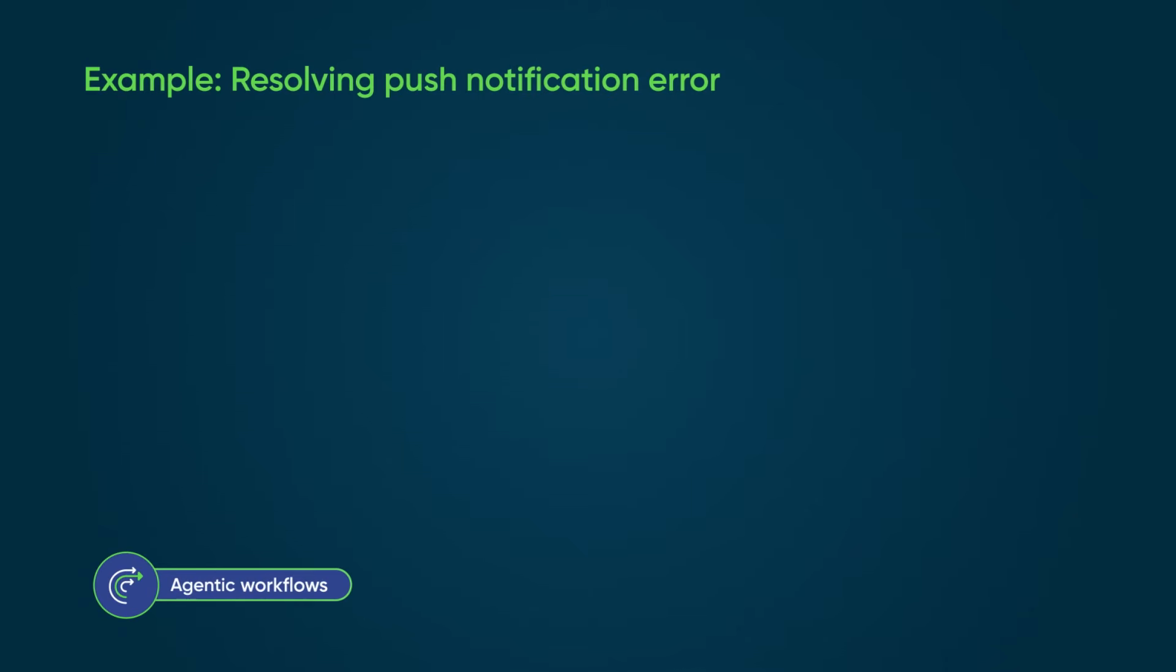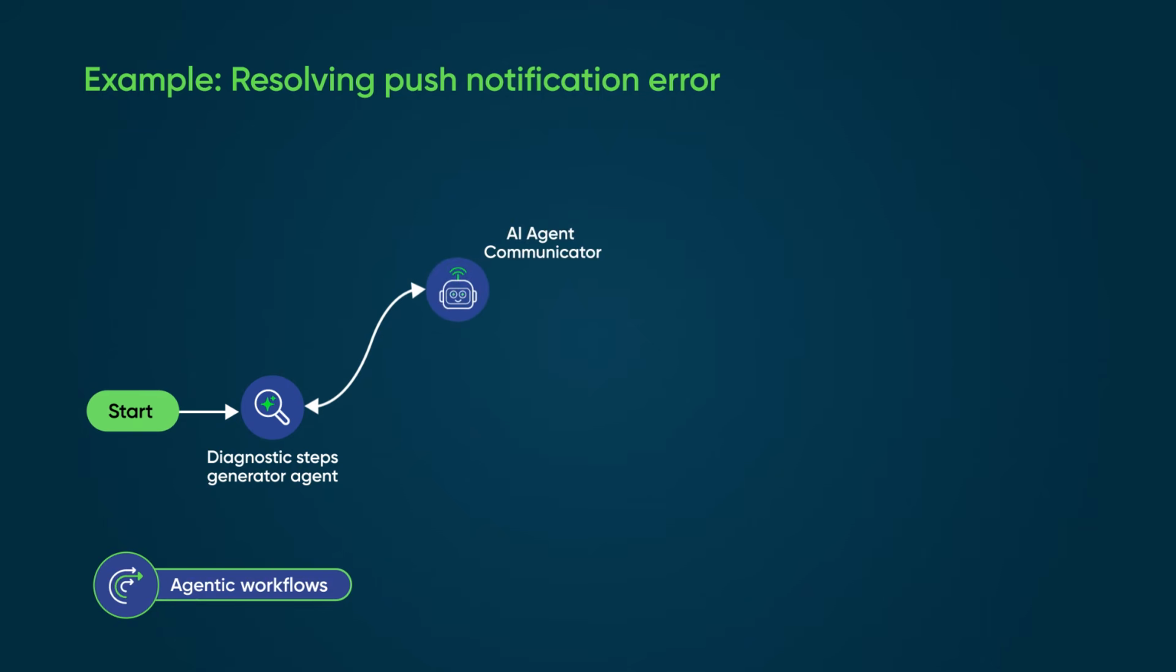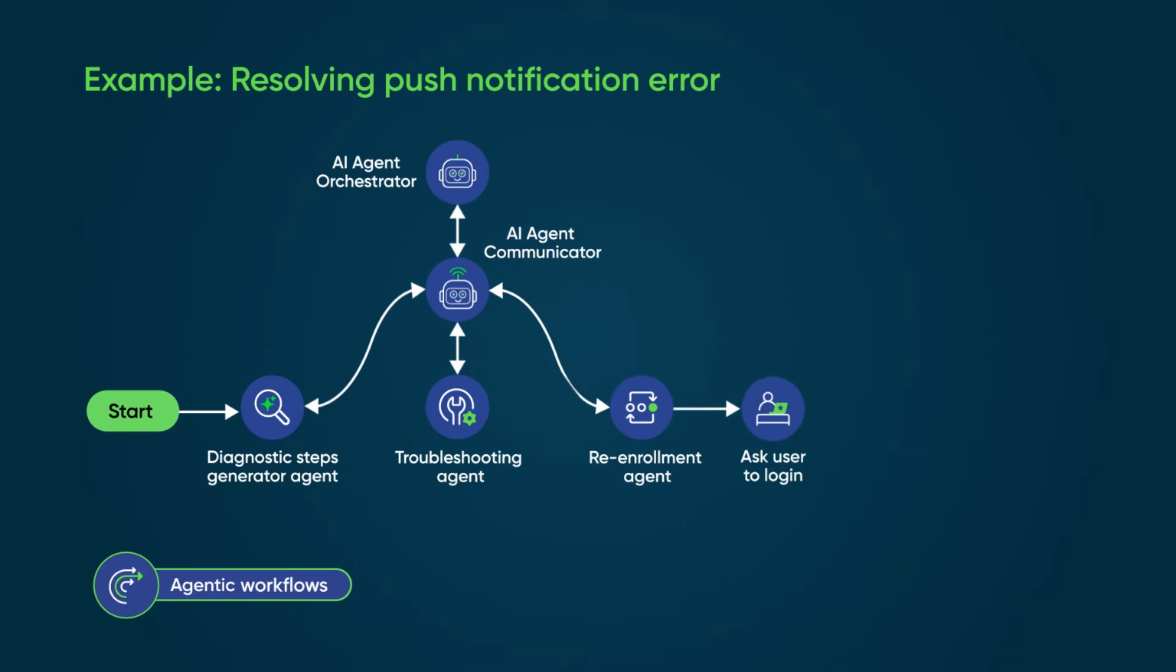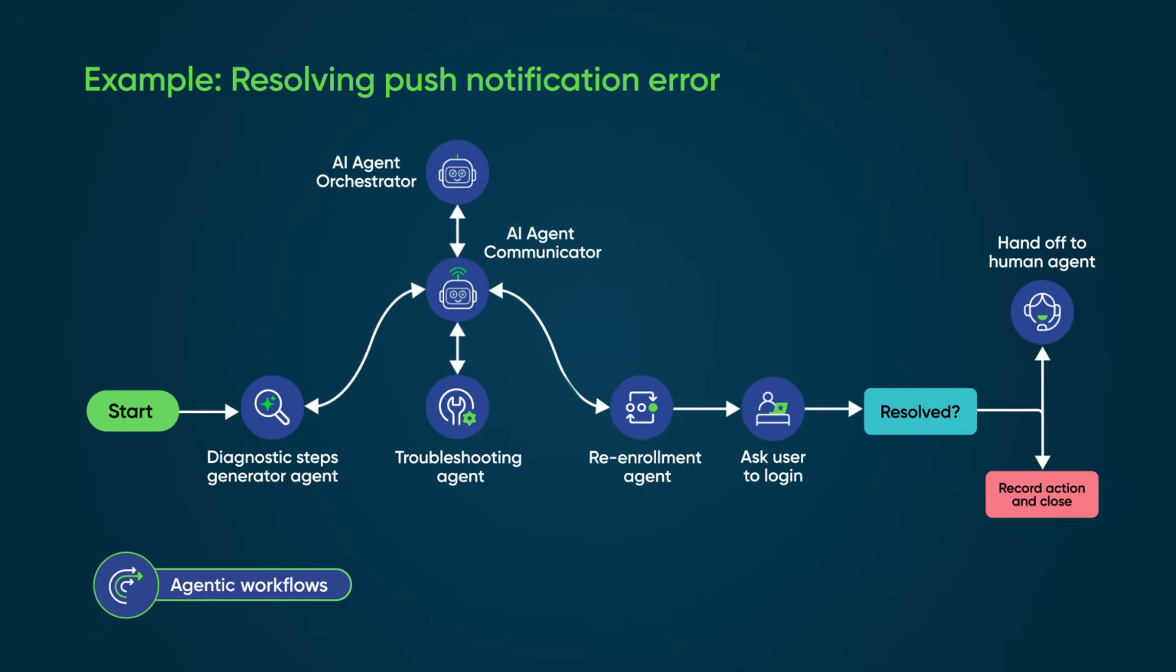Here's an example using an agentic workflow. Our employee is unable to receive or respond to Okta Verify push notifications and submits a ticket. The Diagnostic Steps Generator agent receives the ticket and decides to initiate a diagnostic routine. If these checks pass, the orchestrator hands the ticket off to the troubleshooting agent. If the issue persists, the orchestrator hands the ticket off to the re-enrollment agent, which helps the user re-enroll and asks the user to attempt to log in. If resolved, the agent closes the ticket. If not, the agent hands off the ticket to the orchestrator to escalate to a human IT support agent.